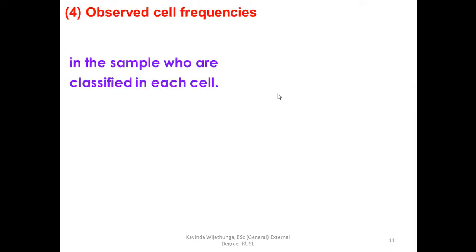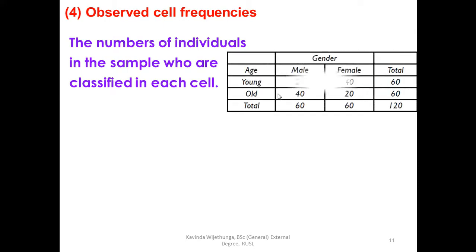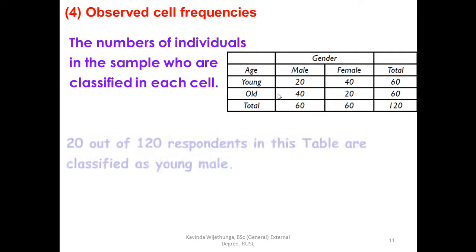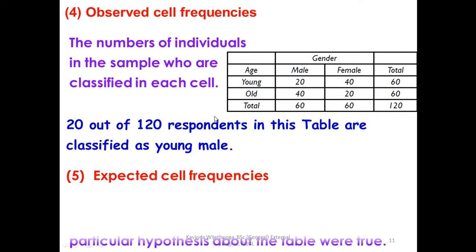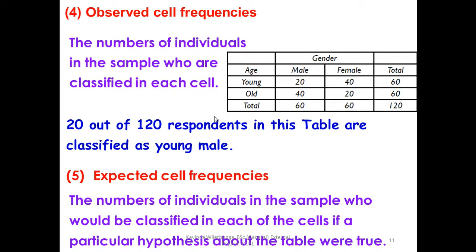Observed cell frequencies: the numbers of individuals in the sample who are classified in each cell. 20 out of 120 respondents in this table are classified as young male. Young male is this one. Expected cell frequencies: the numbers of individuals in the sample who would be classified in each of the cells if a particular hypothesis about the table were true. These are the expected cell frequencies.